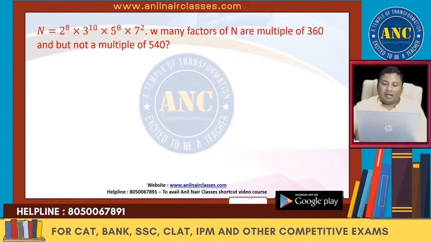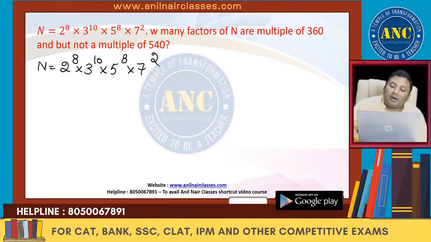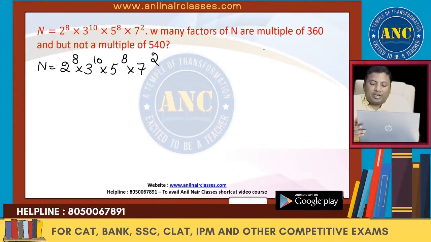How many? I think it is also a similar question. N is equivalent to 2 power 8 into 3 power 10 into 5 power 8 into 7 square. There is a number. How many factors of n are multiples of 360?